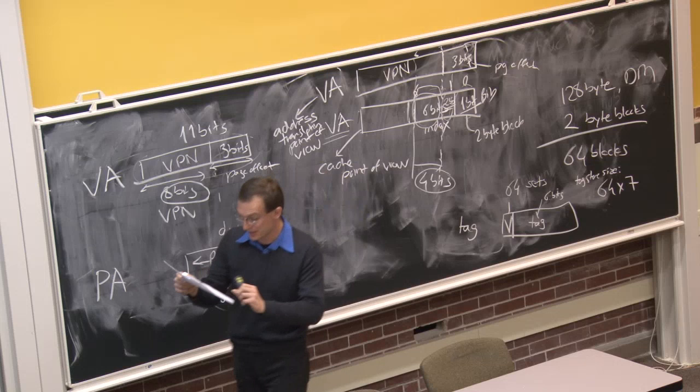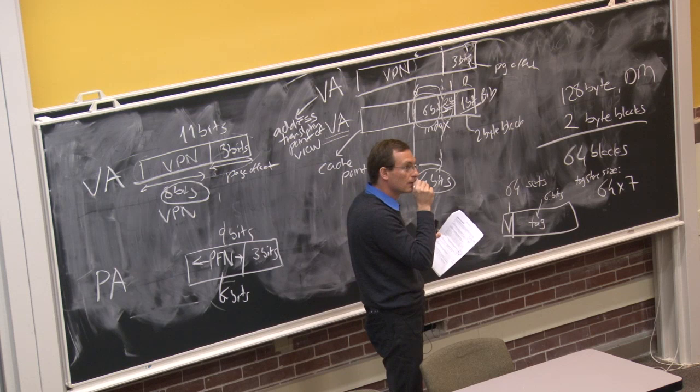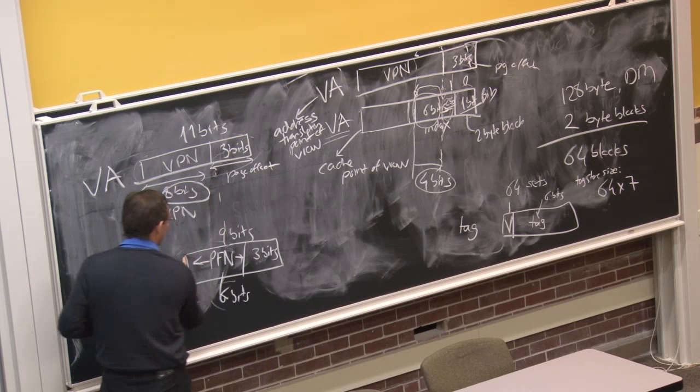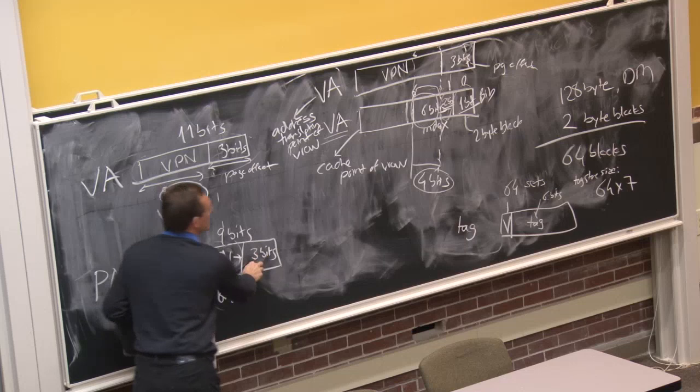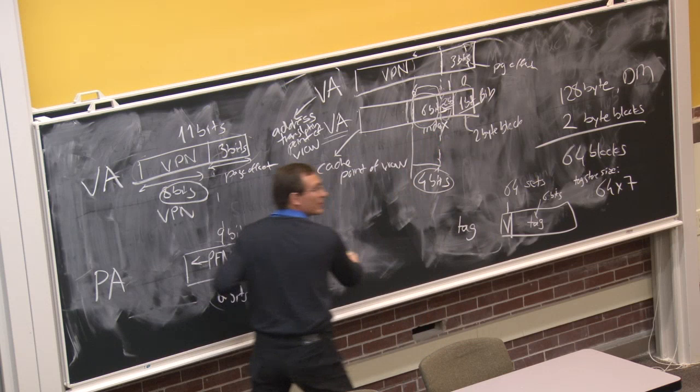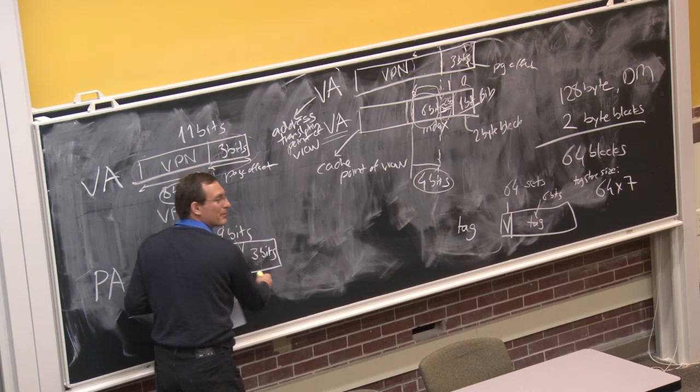Yes? Why does the actual tag itself only have to be 6 bits, when you have a 9-bit physical address? So the reason is your tag is really your physical frame number. Because these bits are used to index into the cache, right? Either index into the cache or as part of the byte in block. You don't really need these as part of your tag. You could. I mean, there's no reason not to have them. Well, you don't want the byte in block, because you could certainly have them, but that would be redundant.